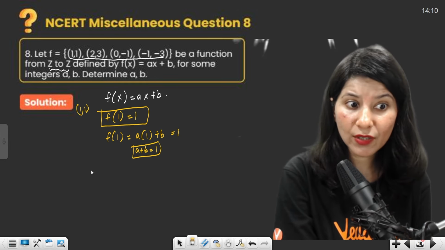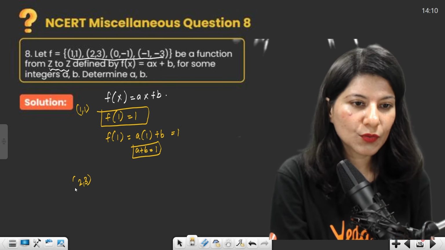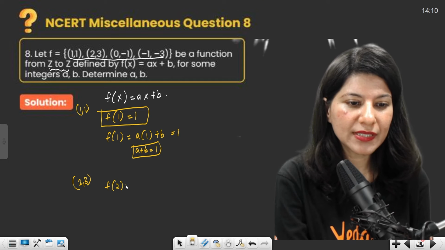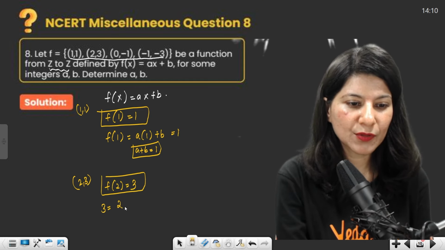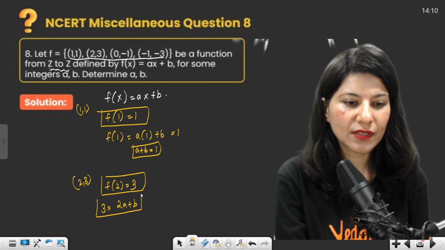Similarly, (2, 3) also satisfies. So f(2) = 3. Correct? So that means 3 = 2a + b. This is your first equation, this is your second equation.